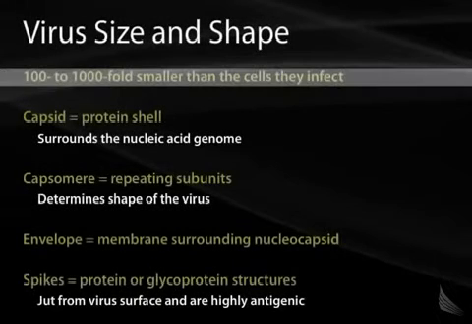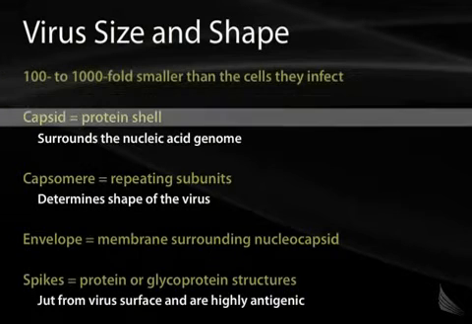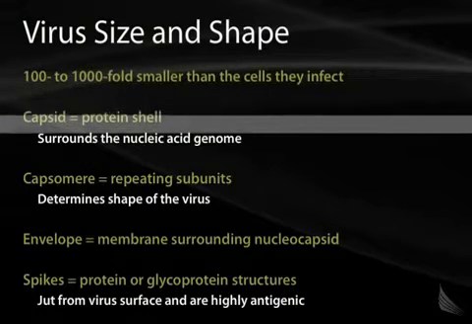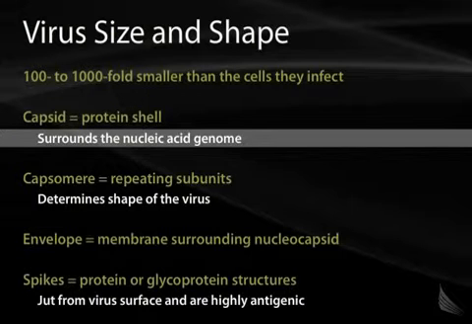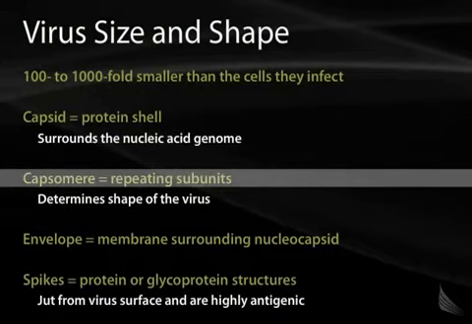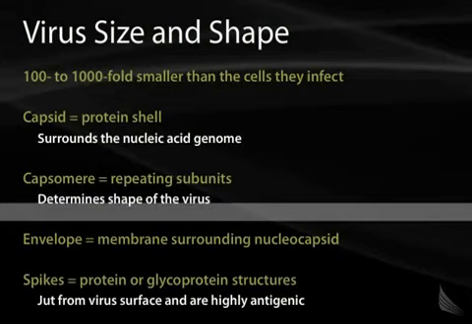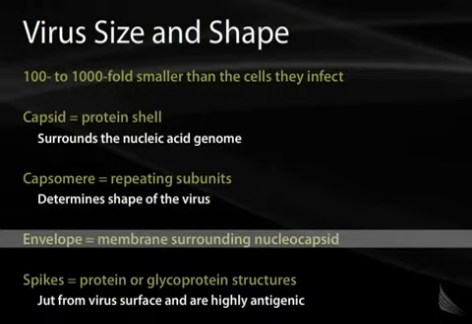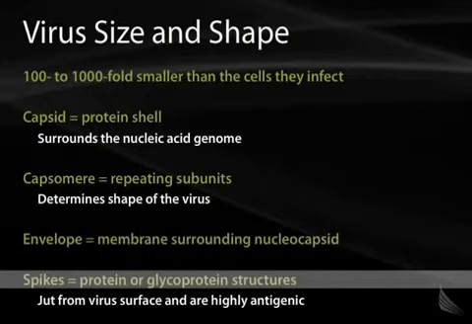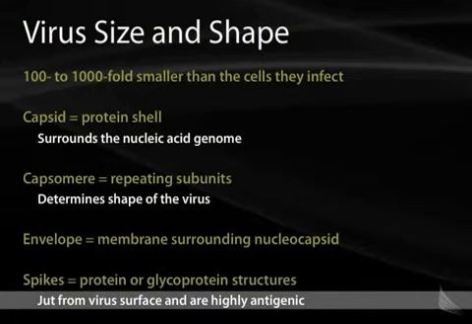Viruses are small. In fact, they're 100 to 1,000-fold smaller than the cells they infect. They have a protein shell, which is called the capsid, which surrounds the nucleic acid genome. They also have capsomers, which are repeated subunits of capsids, which determine the shape of the virus. As I said, some viruses have envelopes, which is a membrane surrounding the nucleocapsid. Spikes are proteins or glycoprotein structures that jut from the virus surface and are highly antigenic.